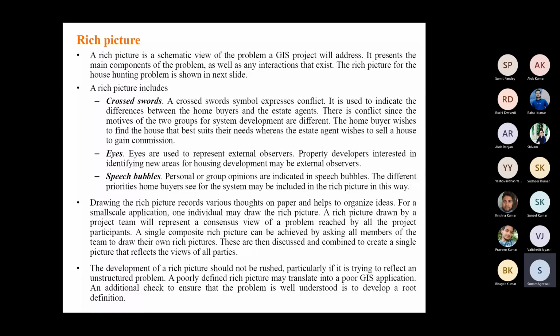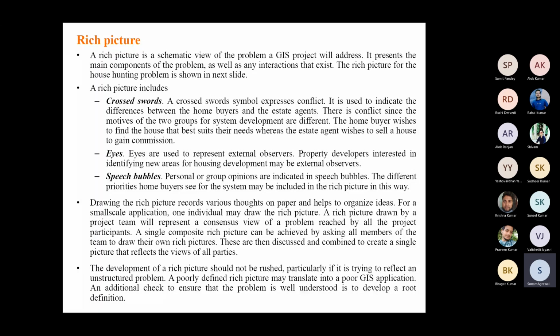Eyes are used to represent external observers. Property developers interested in identifying new areas for housing development may be external observers. Speech bubbles: personal or group opinions are indicated in speech bubbles. The different priorities home buyers see for the system may be included in the rich picture in this way. Drawing the rich picture records various thoughts on paper and helps to organize ideas. For a small scale application, one individual may draw the rich picture. A rich picture drawn by a project team will represent a consensus view of the problem reached by all the project participants. A single composite rich picture can be achieved by asking all members of the team to draw their own rich pictures. These are then discussed and combined to create a single picture that reflects the view of all parties.